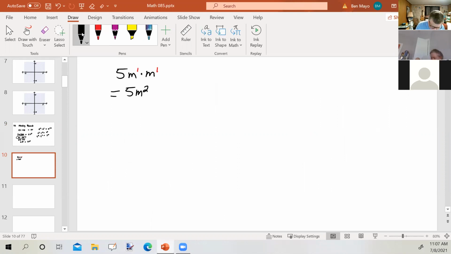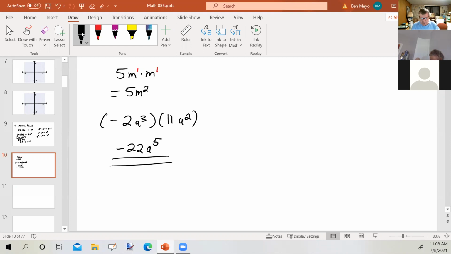Here's another example. Negative 2a cubed times 11a squared. Negative 2 times 11 would be negative 22. A cubed times a squared would be a to the 5th power. So our final answer is negative 22a to the 5th power. All right.